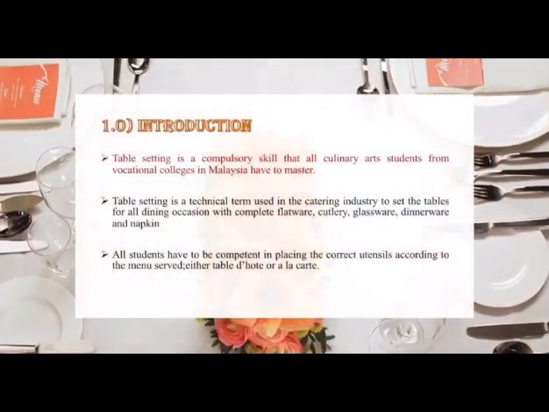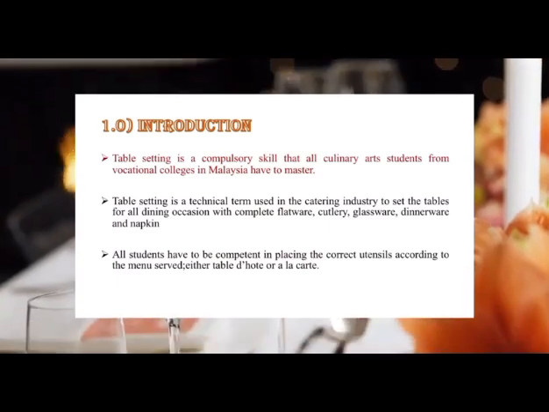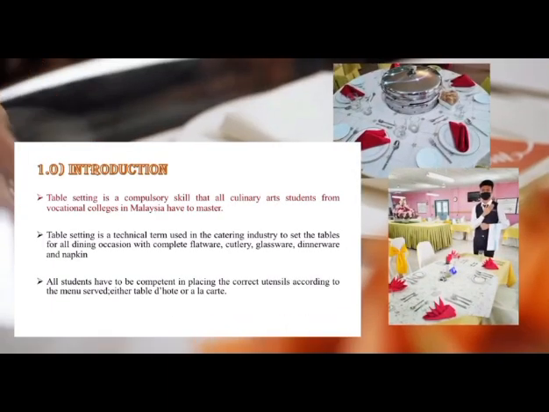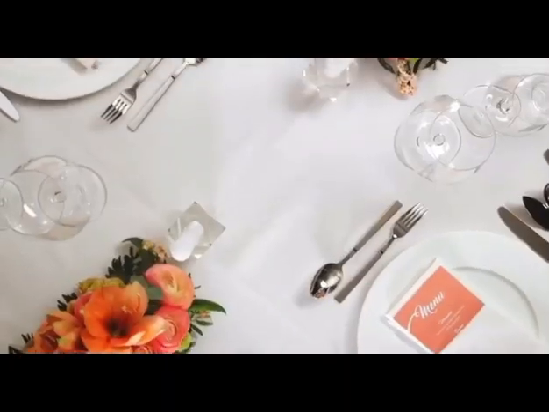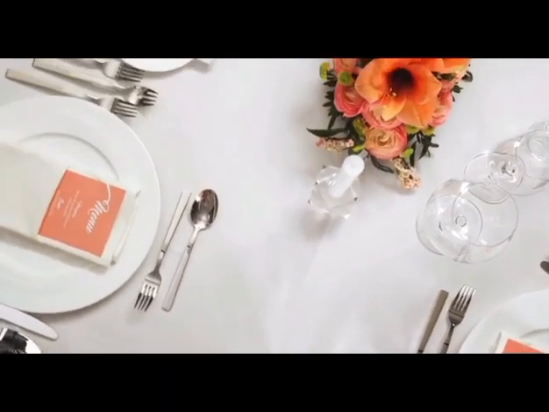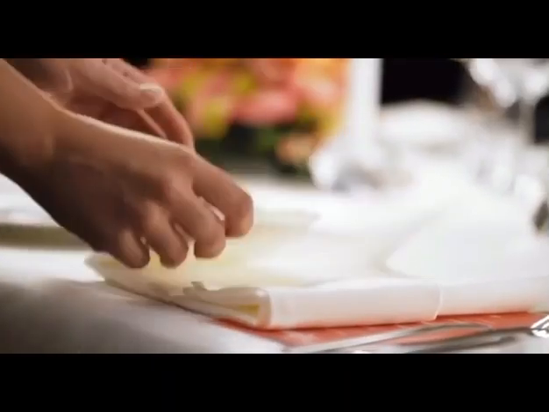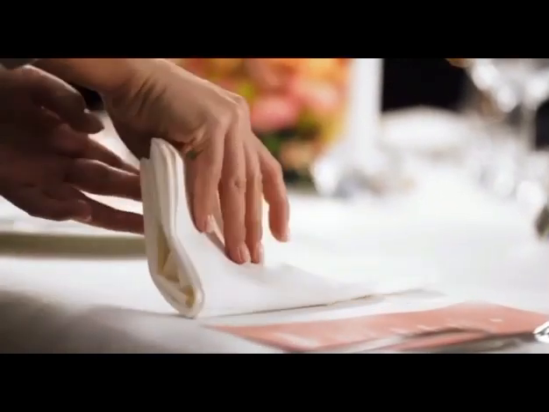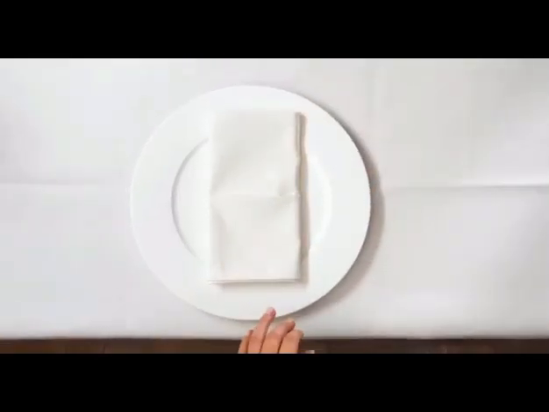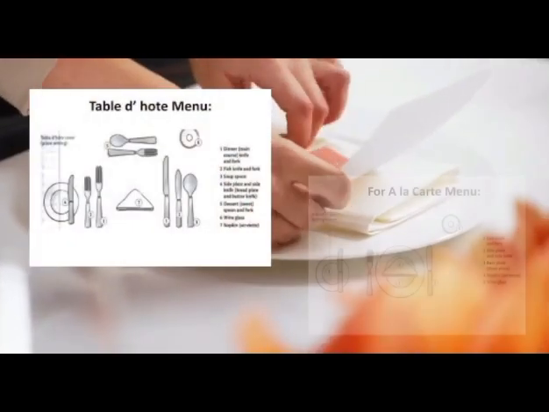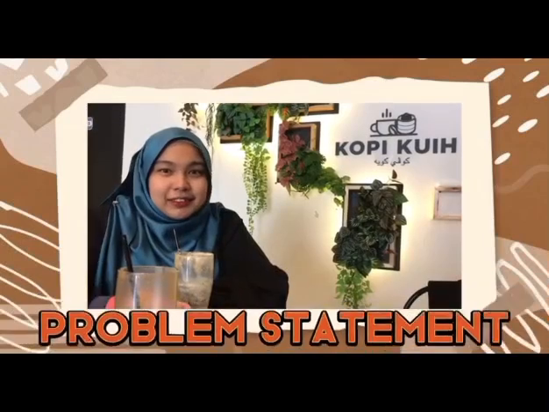Introduction. Table setting is a compulsory skill that all culinary arts students from vocational college in Malaysia have to master. Table setting is a technical term used in the catering industry to set the tables for all dining occasions with complete flatware, cutlery, glassware, dinnerware, and napkin. All students have to be competent in selecting the correct utensil according to the menu served, either table d'hôte or a la carte.